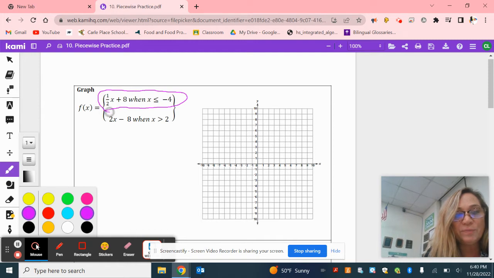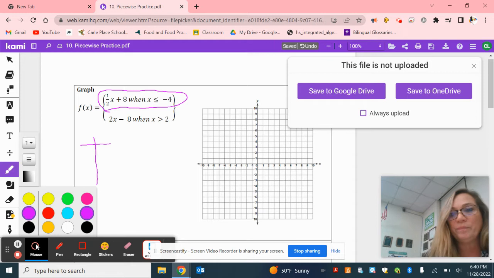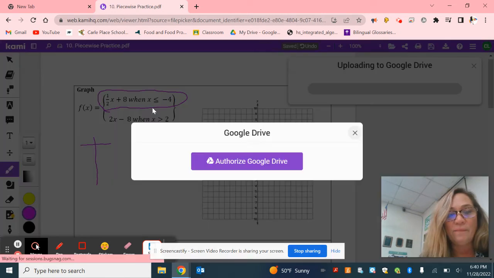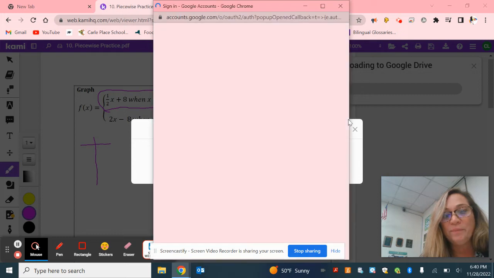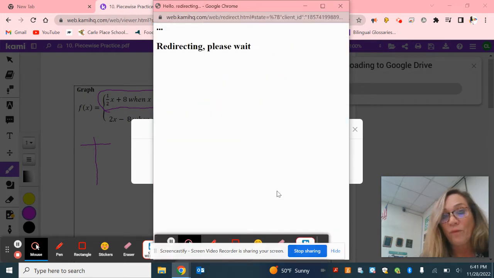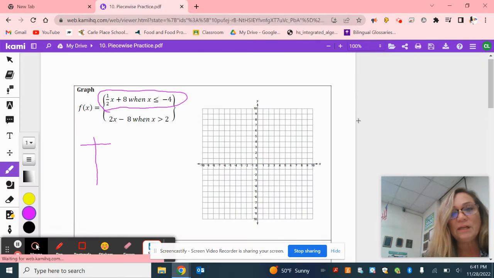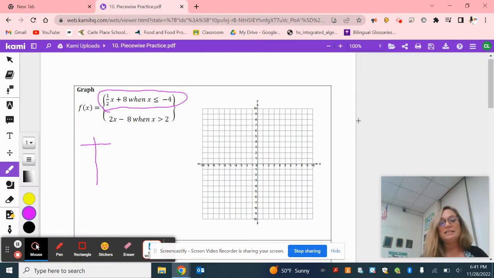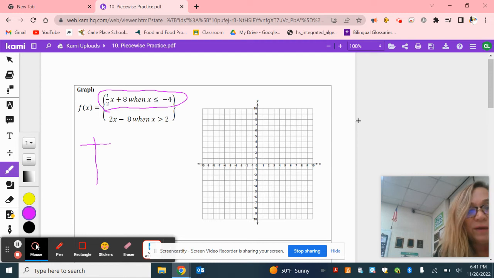I'm going to do my first piece in purple, and my first piece starts with x is less than or equal to -4. So I want to have numbers that are less than or equal to -4. So I'm just going to pick a few numbers that are less than or equal to -4. So I'm going to pick -8, -6, and -4.